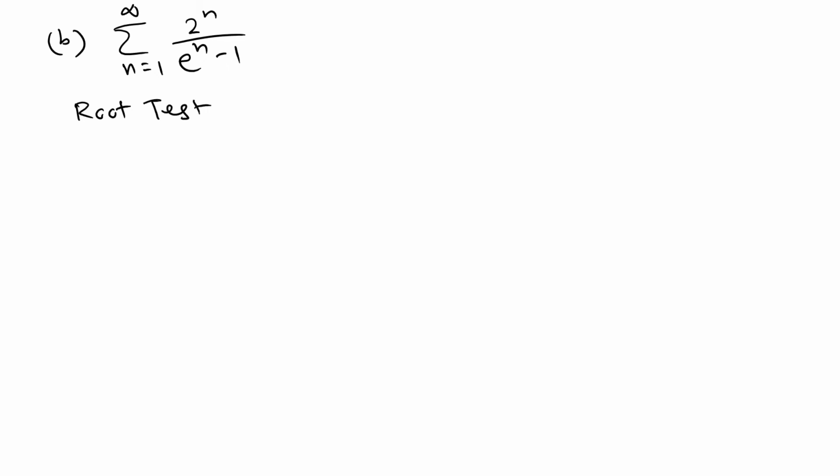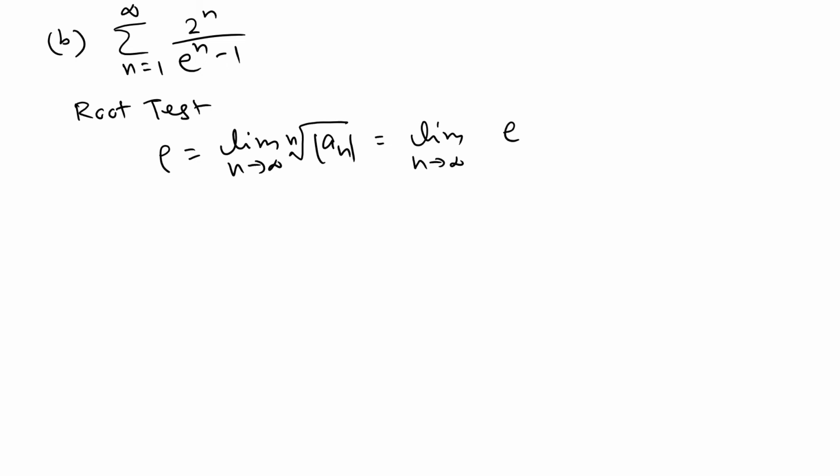So for the root test, what we normally do is calculate rho, which is the limit of the absolute value of the nth root of the nth term. So let's try to take the nth root. So it's a limit. So what we have here is 2^n over e^n minus 1, to the nth root.